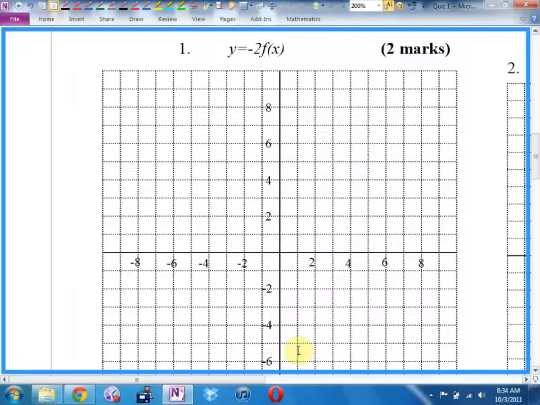Order, order, order. I'm going to do expansions, compressions first. Then I'm going to do reflections. And then I'm going to do slides. And I'm going to write them in that order as well.